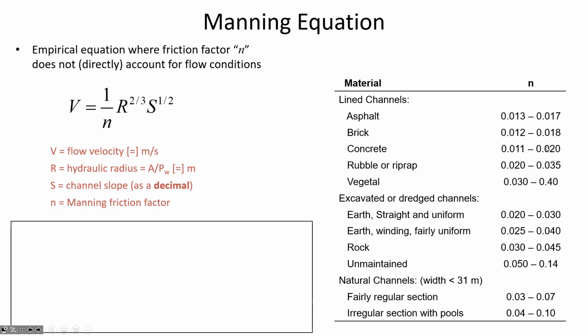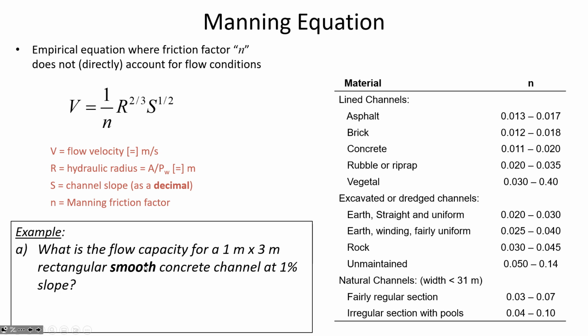Okay, so here is a range of different N values for different materials. Picking the right N value is sometimes an art as much as a science. But you can see that the smoother a surface is, the lower the N value will be. If you think about this friction factor being in the denominator, a small N value will give you a high velocity. But a big N value, like water flowing over an unmaintained channel with lots of roughness and resistance, would give you a relatively lower velocity for the same channel characteristics. R to the 2/3 power tells you about the geometry of the channel, because it's taking into account the area and the wetted perimeter. And S, the slope of the channel, also obviously influences the velocity.